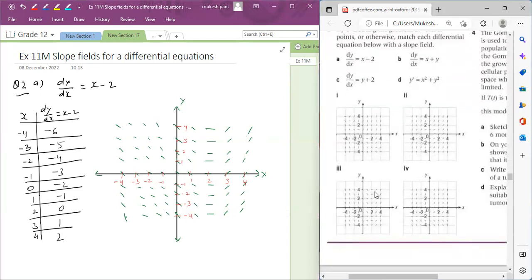If you see field 3, this field looks like this one, so it is equivalent to this field. Third: dy over dx equals x minus 2. This third field shows the gradient equals x minus 2. This way you can draw the gradient for other points as well. So you need to practice each and every part. You may have difficulty in the beginning, so I suggest you draw this field first, and then see which field looks like this.